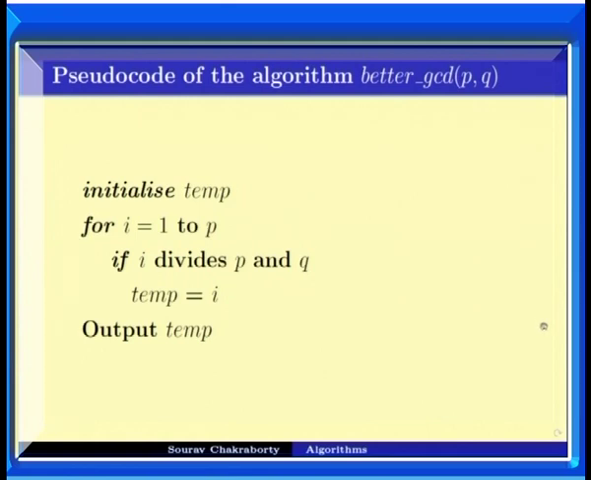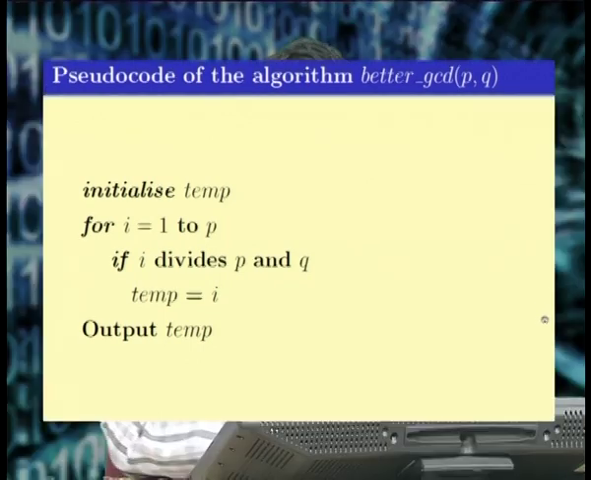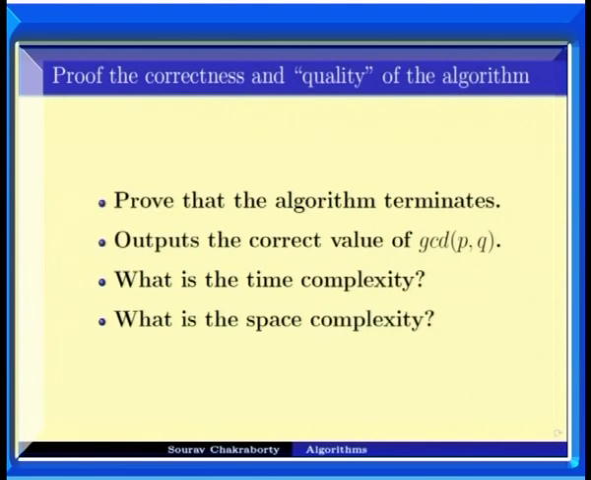So, let us see what all things we need to do here now. As we have discussed in the last lecture also, once you have the pseudocode, we have to prove that the algorithm terminates, we have to prove that the algorithm outputs the correct value of GCD of p and q, and we have to check the time complexity and the space complexity of this algorithm. So, let us start with this.